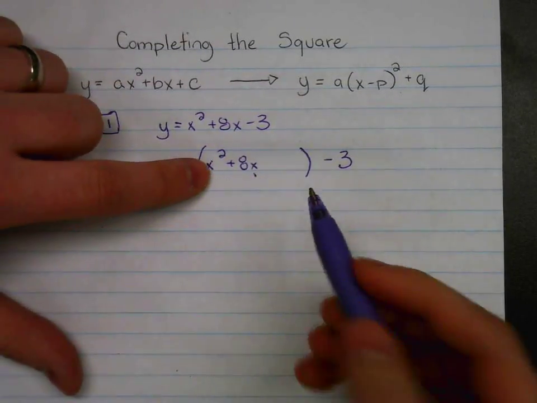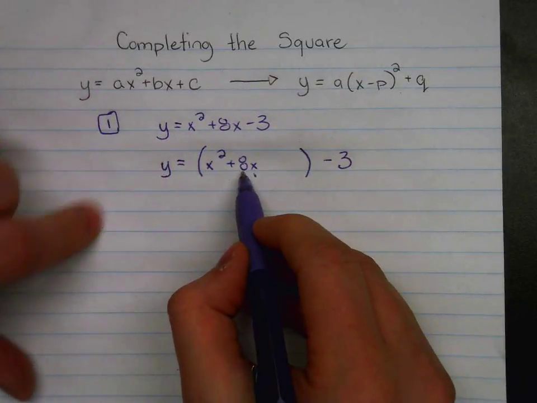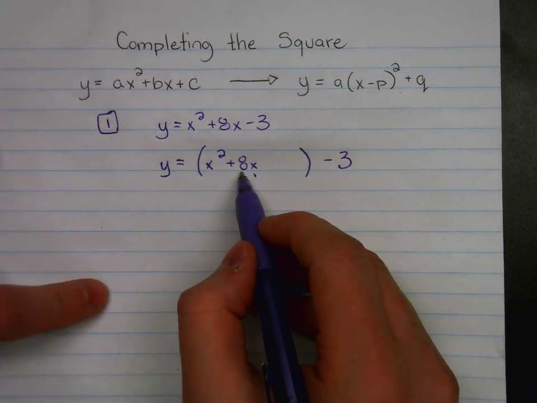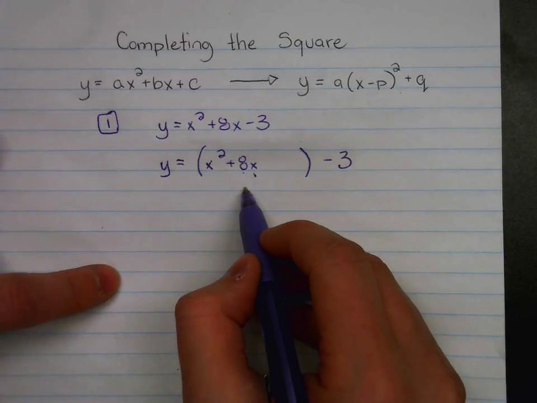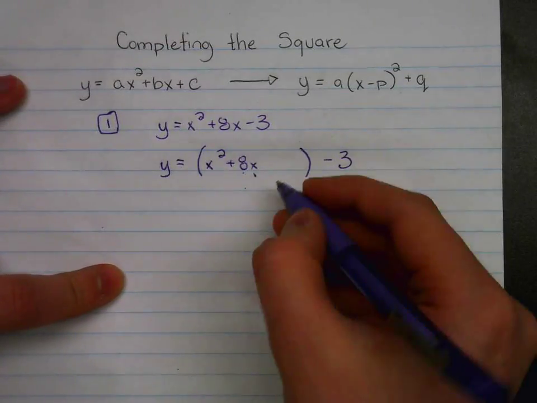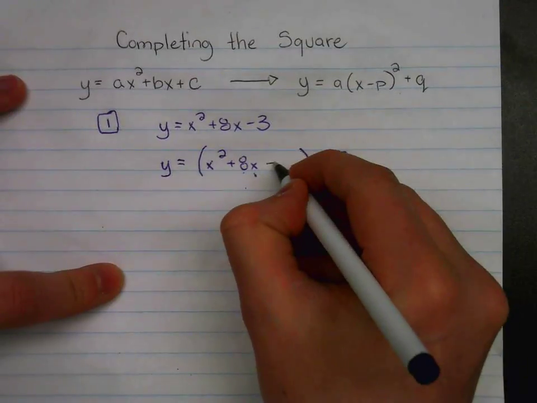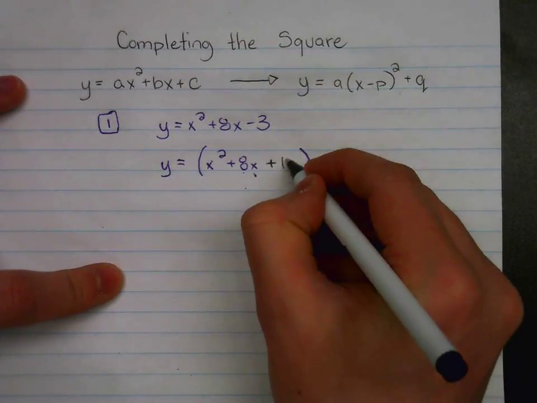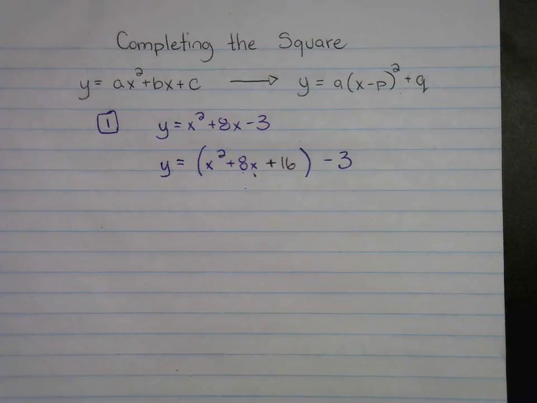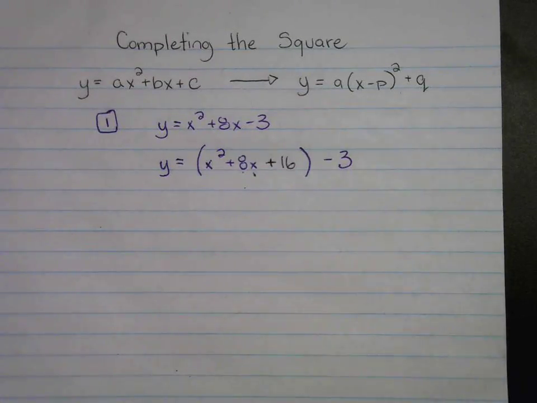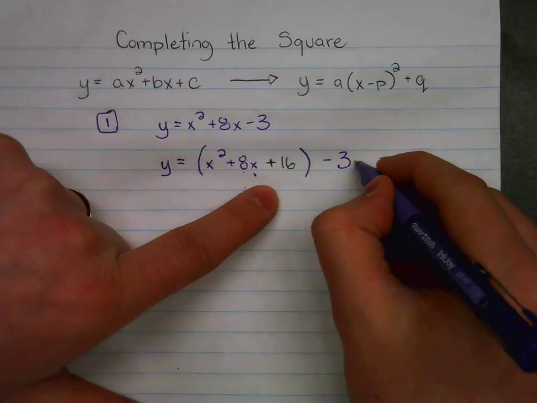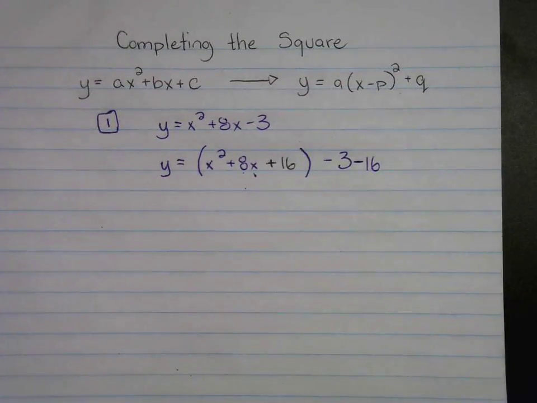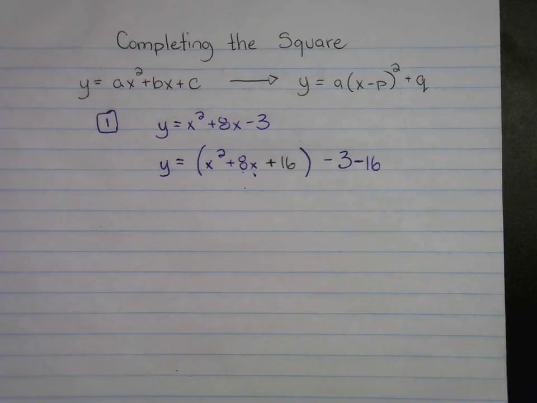Well, the specific process is to take that middle number that's attached to the x, simply divide it by 2, which is a 4, and square it. 4 squared is 16. So by simply writing in the number 16, we have essentially changed the value of this equation, of this function, and so we must balance that by subtracting a 16 afterwards. So the first step is to complete the square, and that is done.